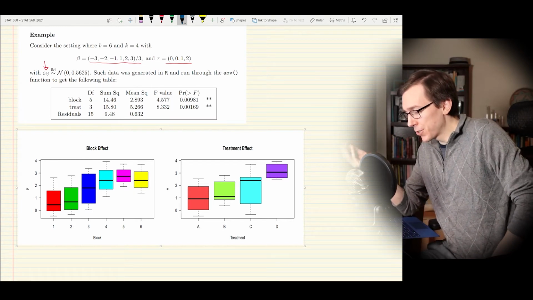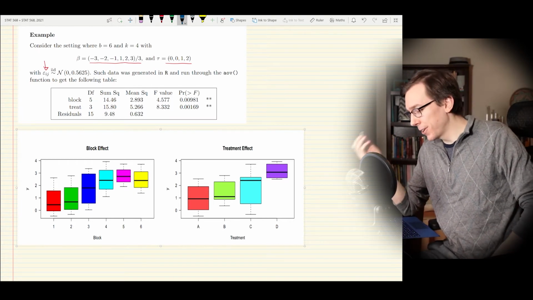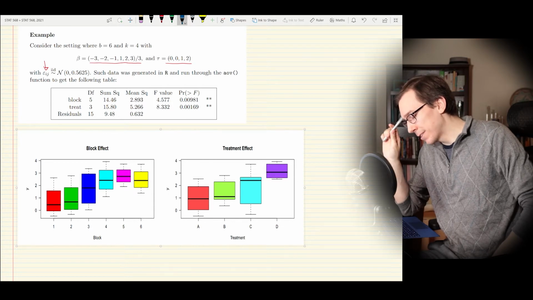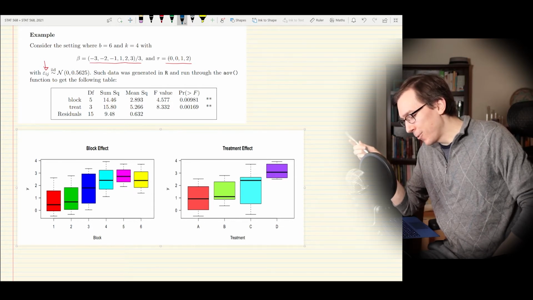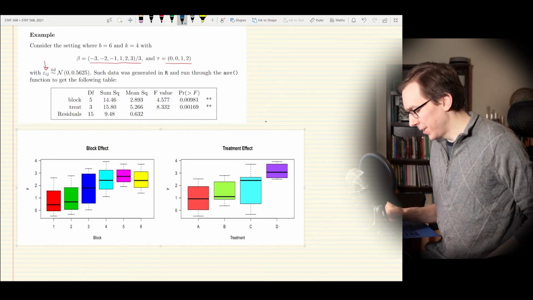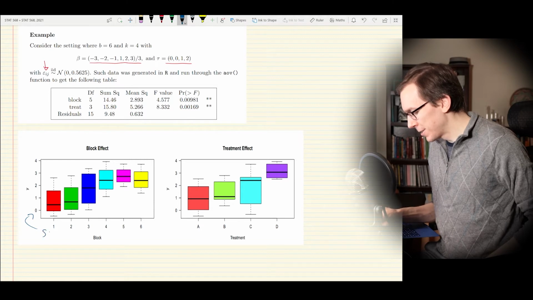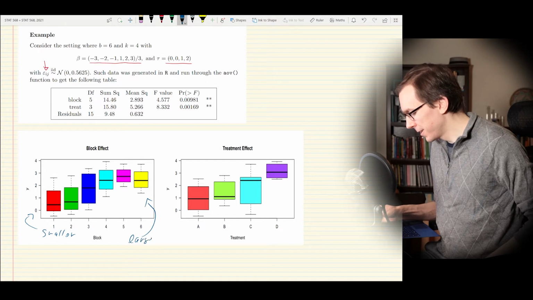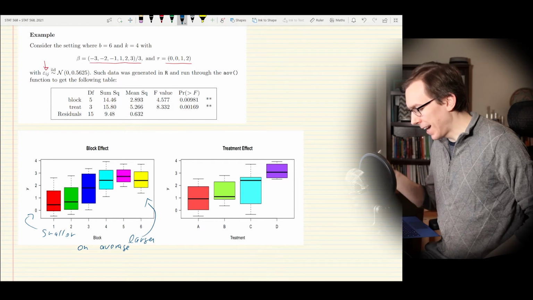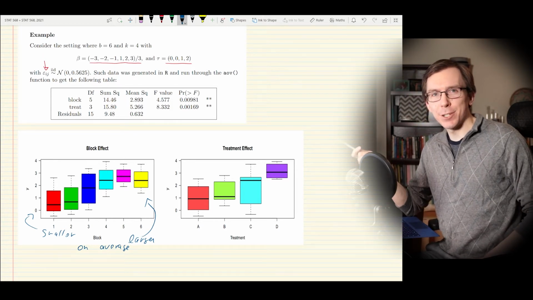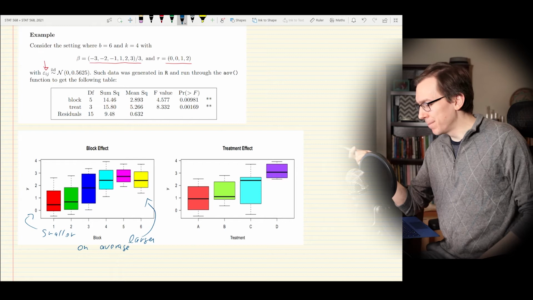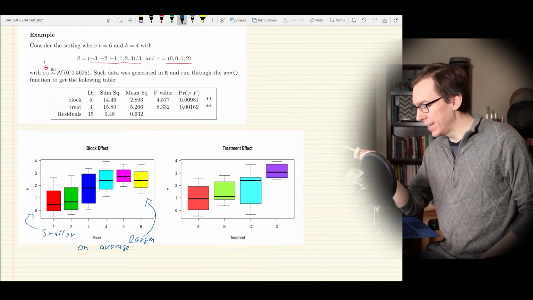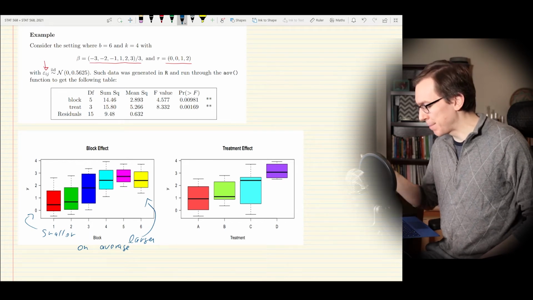Here, visually, before we actually run an ANOVA, we could look at the box plots and say, okay, we have the blocks on the left. On the left-hand side, these seem to be smaller and these seem to be larger on average. So it is indicating that something is changing as we move through the blocks. The exact betas are maybe not obvious from here, but at least it tells us that something's happening.